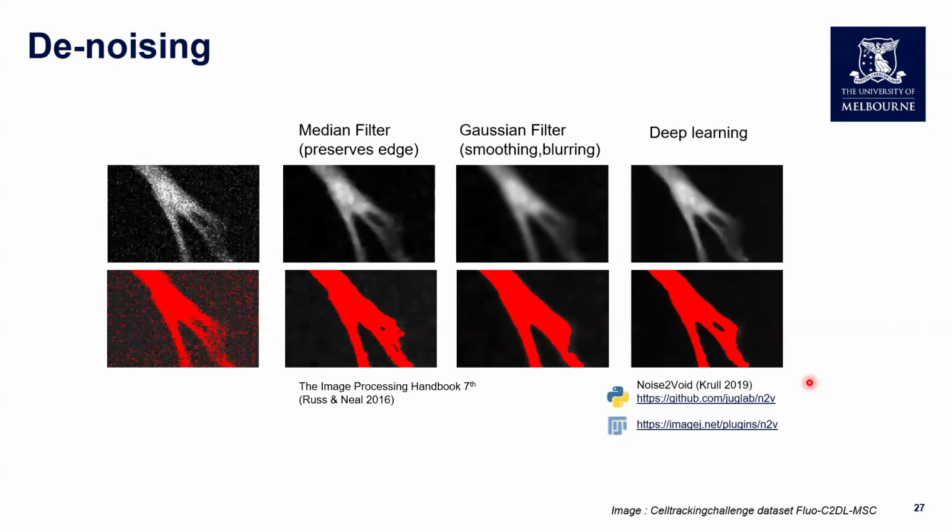Recently, there have been some deep learning approaches for denoising, and one good example is called Noise2Void. If you're interested in this tool, you can check their GitHub page. There are also options where you can train on your own data sets using Python or through a Fiji plugin, although it's a little bit complicated.